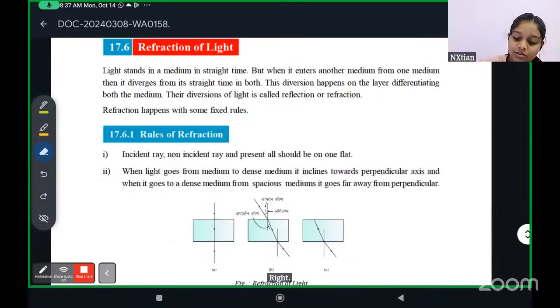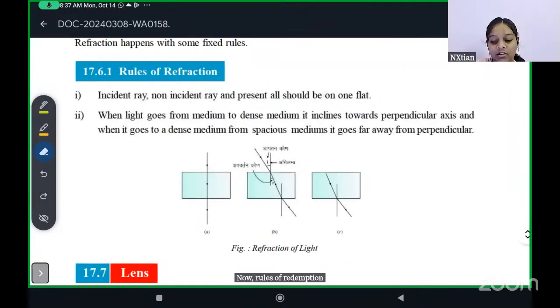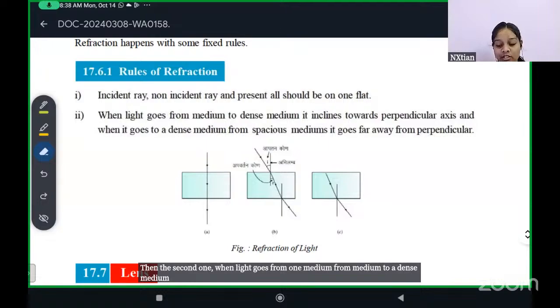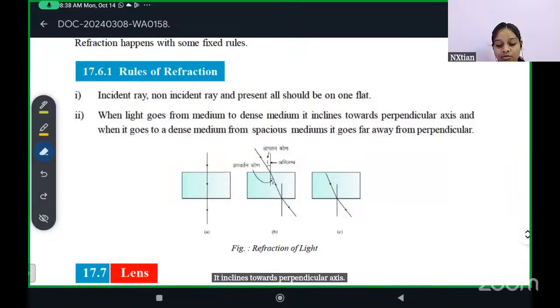Now, rules of refraction, incident ray, non-incident ray, and present all should be on one track. Okay, this we have discussed, right? That the ray of incident, ray of reflection, okay, the line in between, okay, all should be on the same side, okay, on the same flat, same surface. Then the second one, when light goes from one medium, from medium to a dense medium, it inclines towards perpendicular axis. When it goes to a dense medium from a spacious medium, it goes away from a perpendicular.